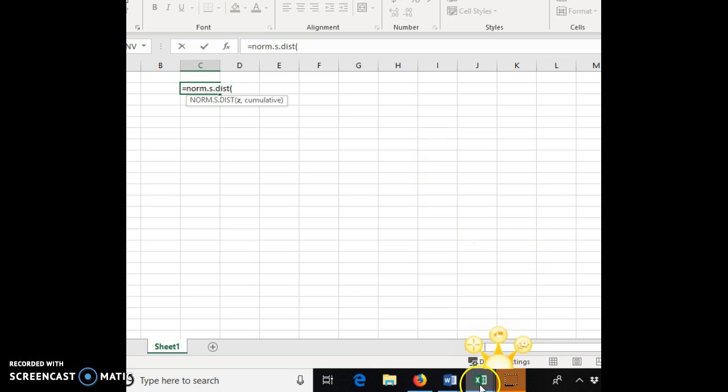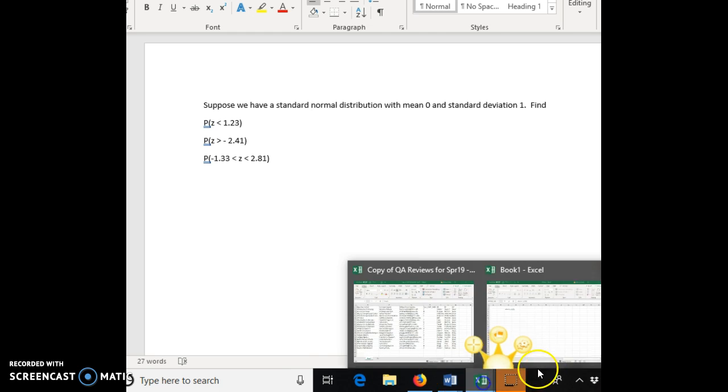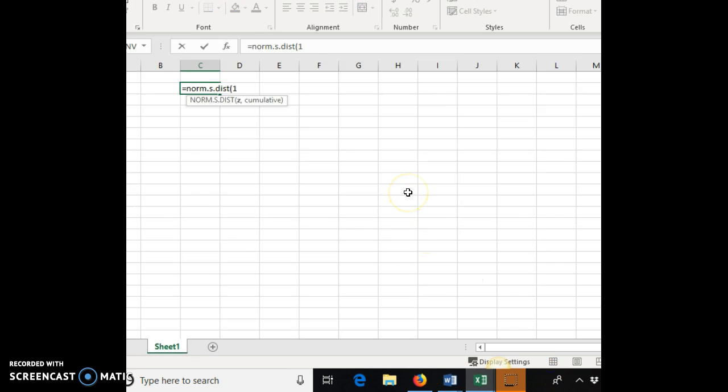And then we'll type in the value that we had back here, which was 1.23. And then after that z value, we always have to put the word true, which is kind of strange, but we have to do it. And it's going to give us the probability. Now, it's always going to give the probability that z is less than a certain value. So this is very important. Less than only, just like the table.